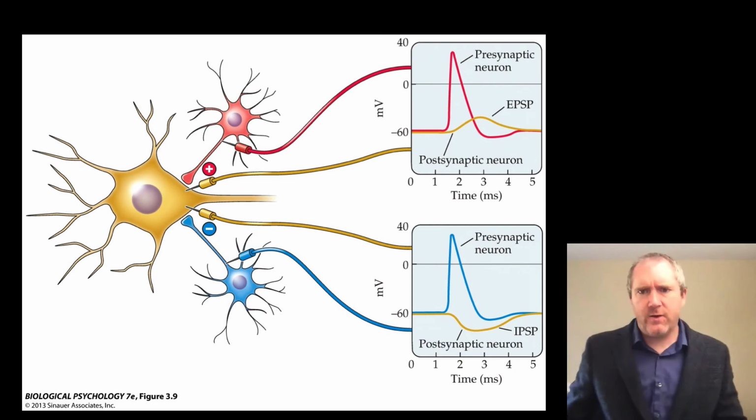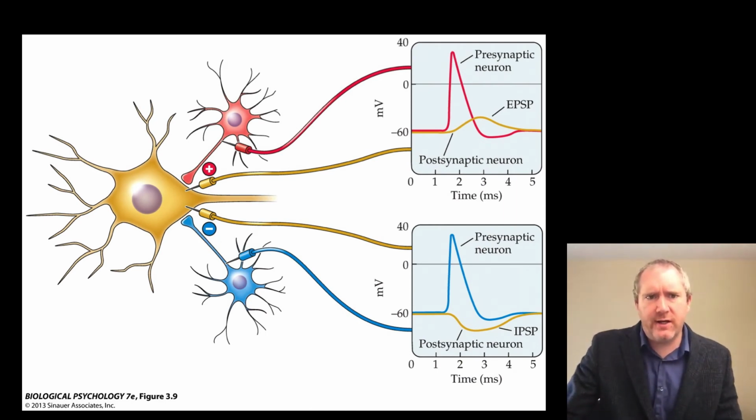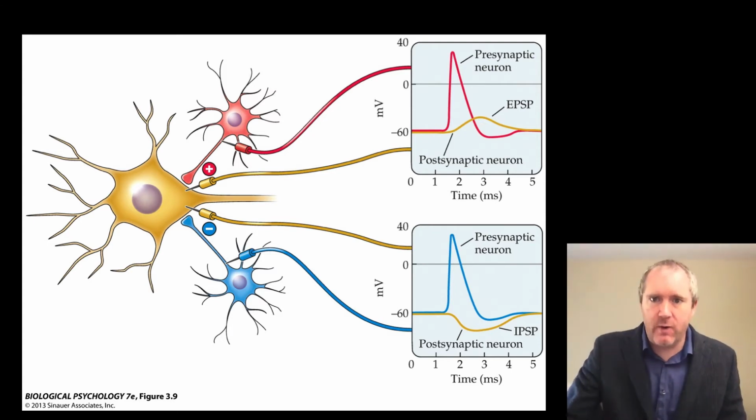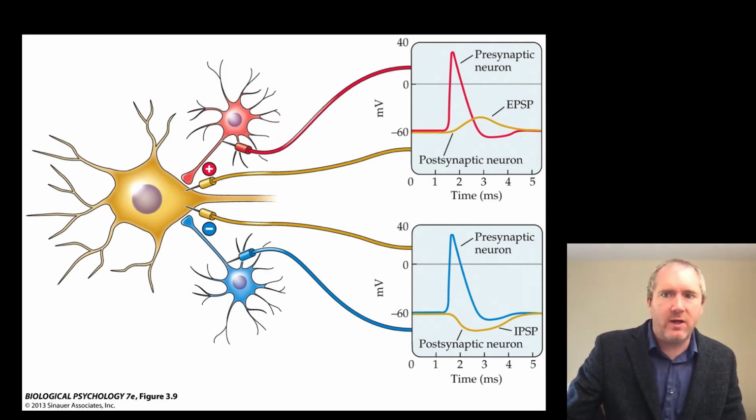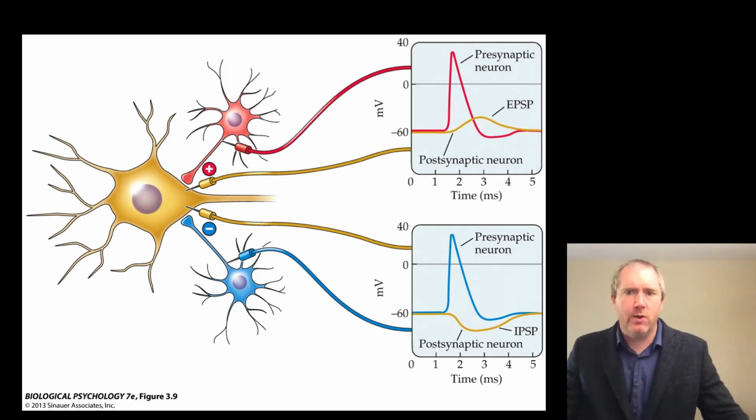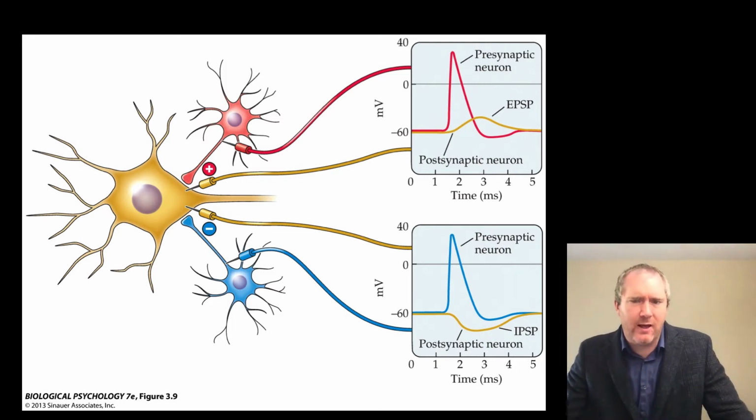So I love this little figure from your book. What you can see here is one neuron that is being recorded from with two microelectrodes, and you can see the readout from two oscilloscopes to the right. One microelectrode is positioned around ion channels that are receiving input from an excitatory presynaptic neuron that would be releasing, let's say, glutamate. And the blue would be an inhibitory presynaptic neuron, let's say a GABA neuron.